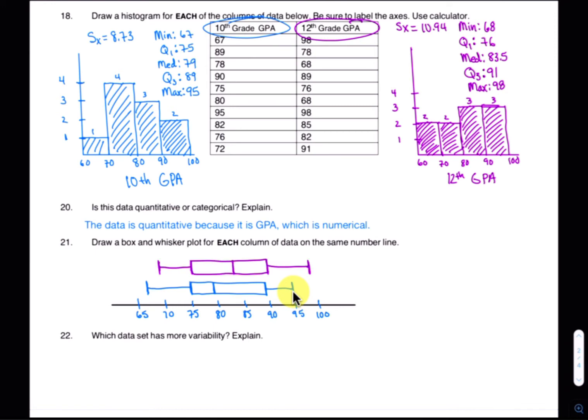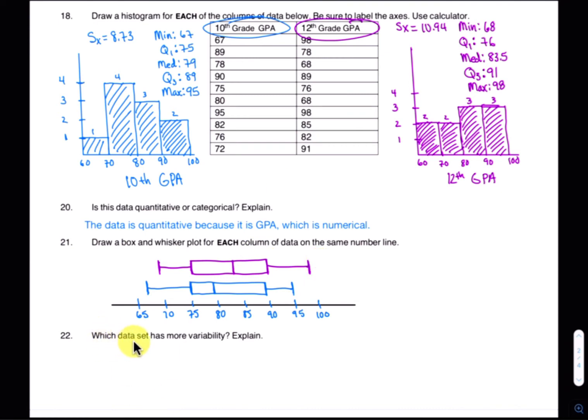Now let's bring in the 12th grade box and whisker plot. For the 12th grade, minimum is 68, and that's about where that line is. Quartile 1 is 76, which is here. The median is 83.5, which is here. Quartile 3 is 91, which is here. And the maximum is 98, which is here. That's your box and whisker plots for both 10th grade and 12th grade.